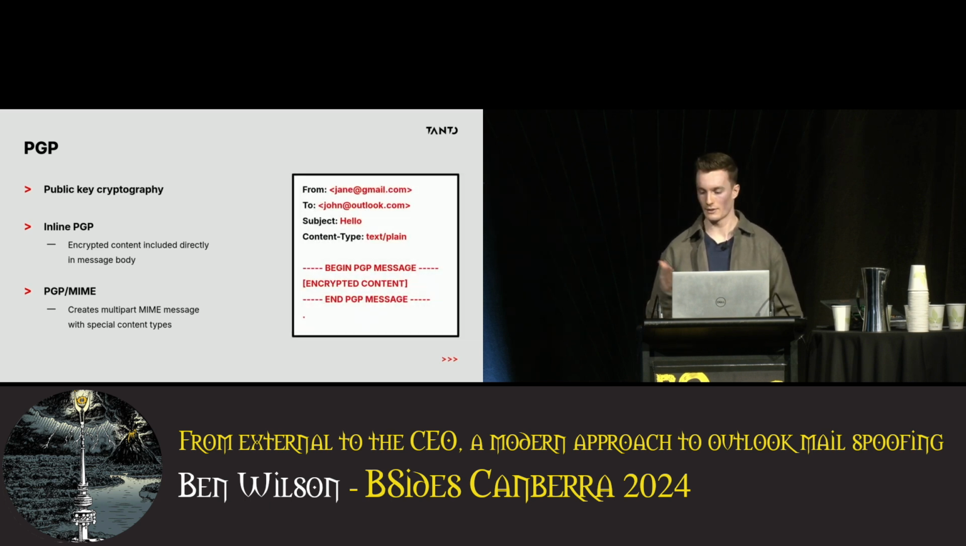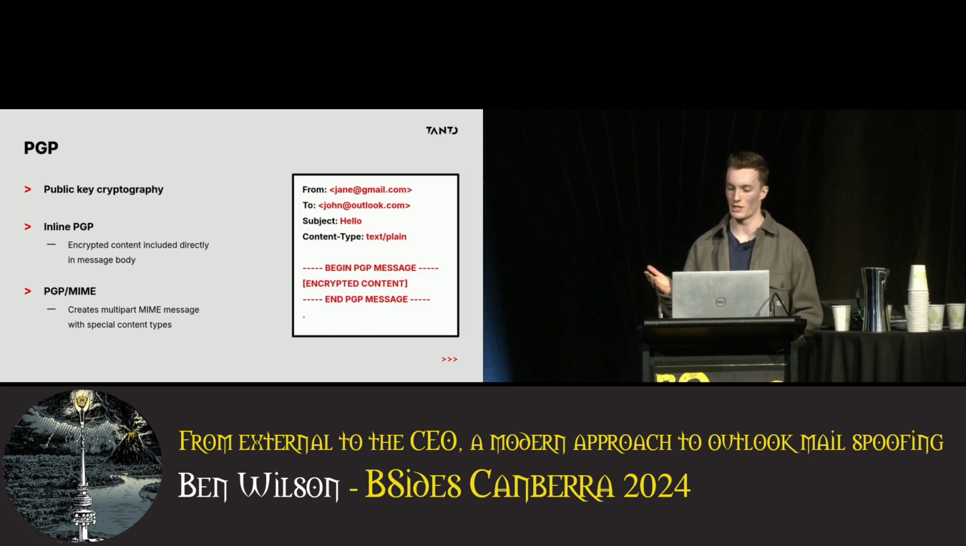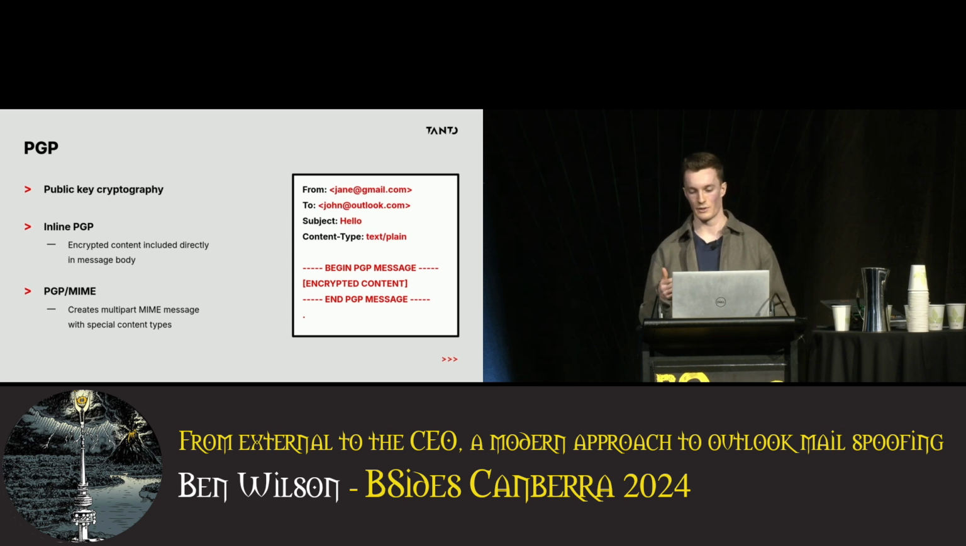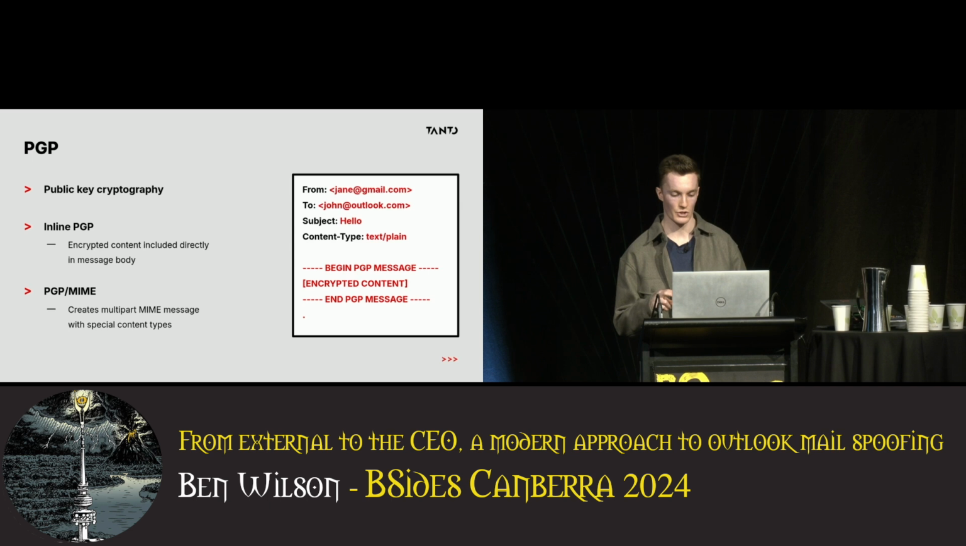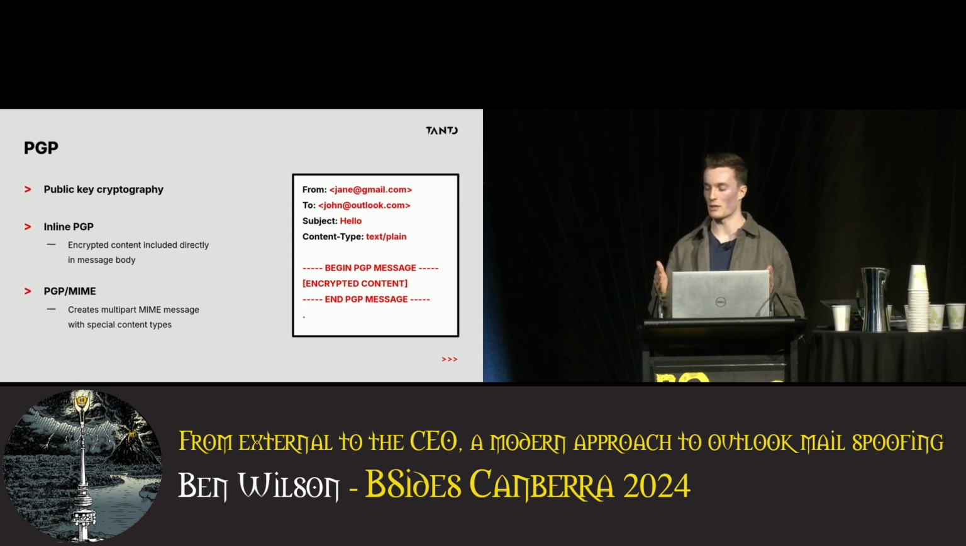So yeah, here's a quick diagram of what inline PGP looks like. You'll have your SMTP headers, then a little gap. Then your message content starts with this begin PGP message indicator. You put your content in there, and then you have your end PGP message, and then terminate it with a full stop like you do all other messages.